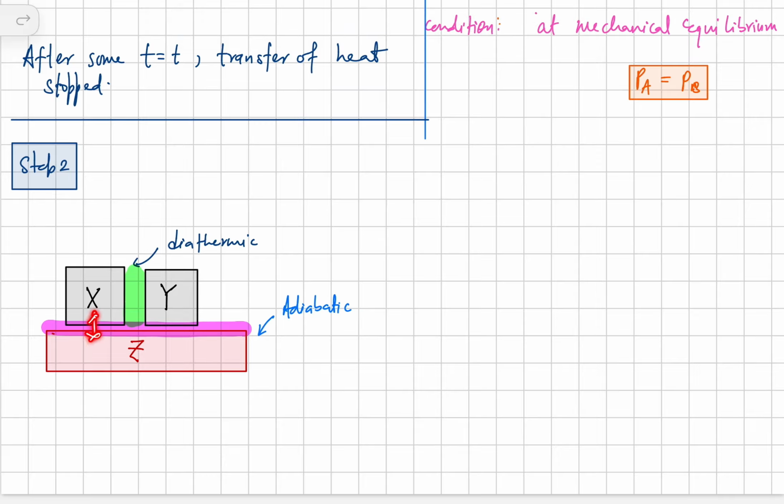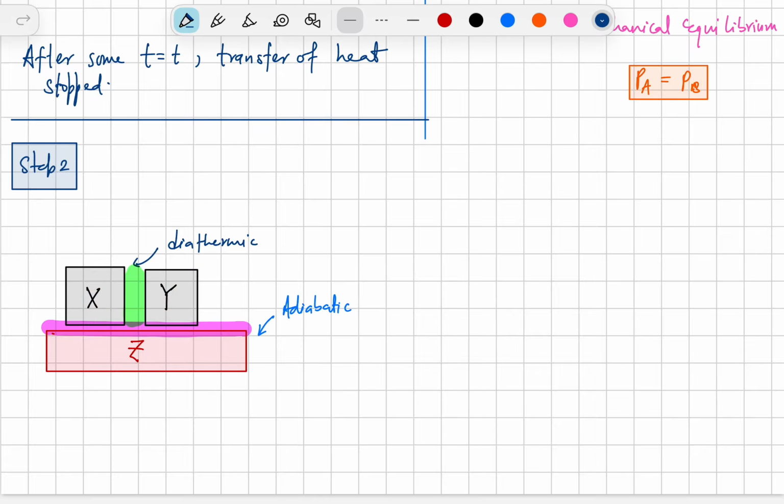Now these two cannot interact, right? There is no communication, but there could be communication, because the wall is allowing them. But experiments showed us that there is no communication. What does it mean? If there is no change in the physical property, then these two are also in thermal equilibrium.